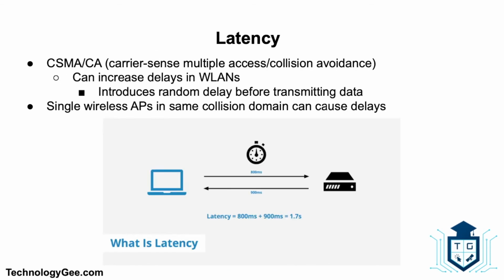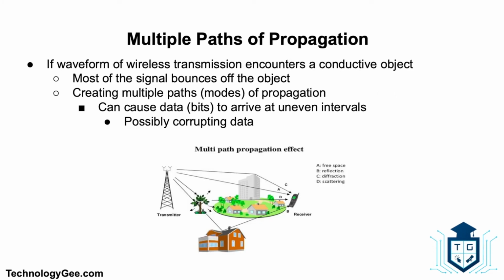Next, we have latency. Wireless networks can experience more delay than their wired counterparts. One reason for the increased delay is the use of carrier sense multiple access collision avoidance, or CSMA/CA, in wireless local area networks, which introduces a random delay before transmitting data in an attempt to avoid collisions. Another yet similar reason for the increased delay is the fact that all wireless devices associated with a single wireless access point are in the same collision domain, introducing the possibility of collisions or retransmissions, which too can increase the delay.